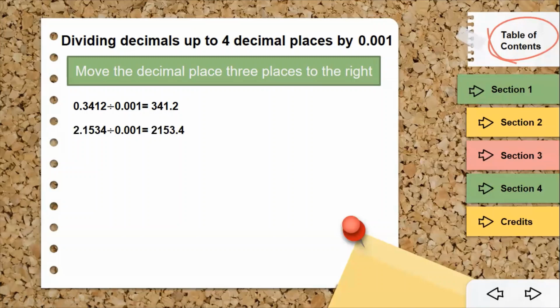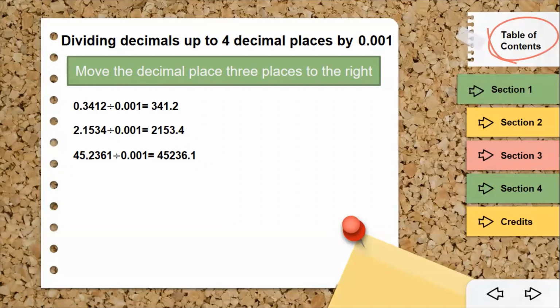We have also 2 and 1,534 10,000s divided by 1,000. The final answer: move the decimal point 3 places, 1, 2, and 3. So this will now be the position of our decimal point. And for our final answer, we have 2,153 and 4 tenths. We have also 45 and 2,361 10,000s.